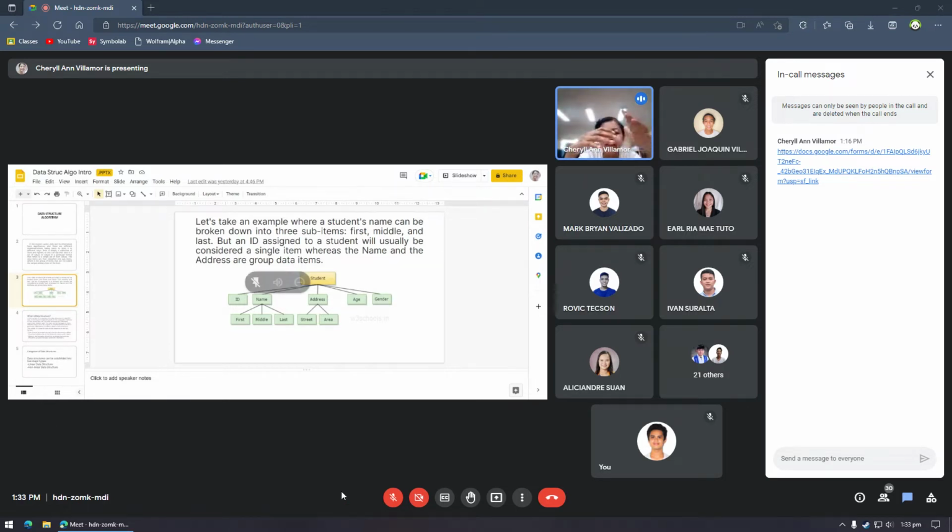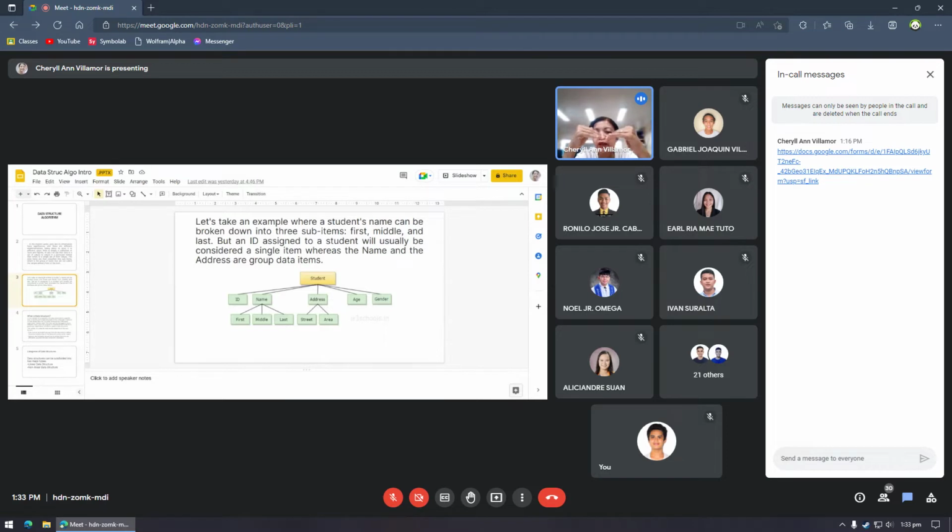The other data for the student is the age. When you look at age, it cannot be broken into sub-items, so it is considered a single item. And then the last data, based on our example, is the gender. Are you with me, class? Yes, ma'am. Thank you.